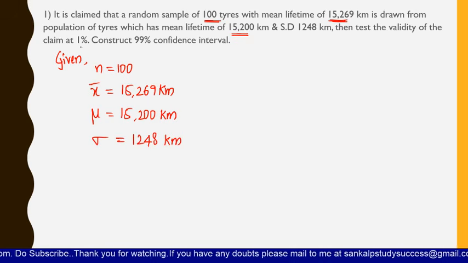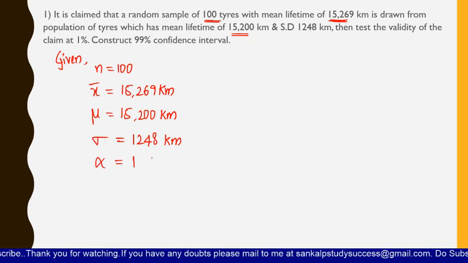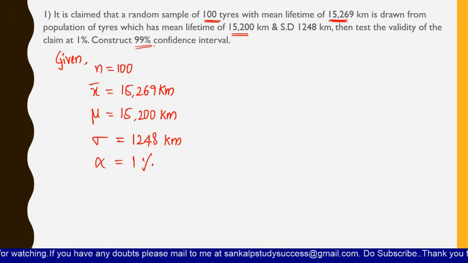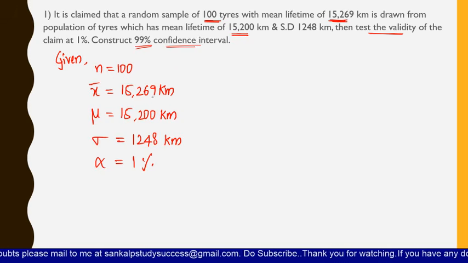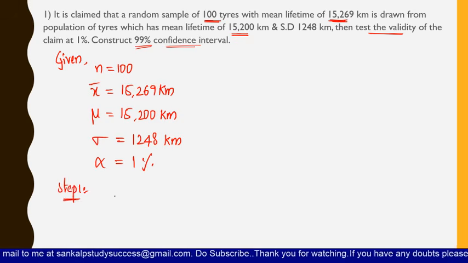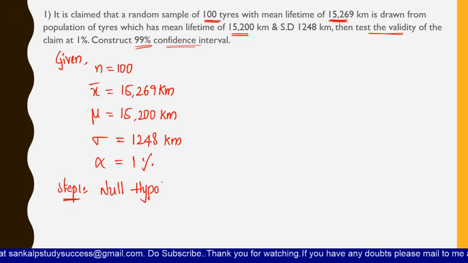Then test the validity of the claim at 1%. That means alpha is equal to 1%, which is given, and construct a 99% confidence interval. This is the question. That means first you have to test the validity, that is, whether it is accepted or rejected, you have to decide. Then you have to calculate the confidence interval as well. So here we will go step by step. Step 1 is the null hypothesis. In the exam, you need to write it step by step so that you can score more marks.